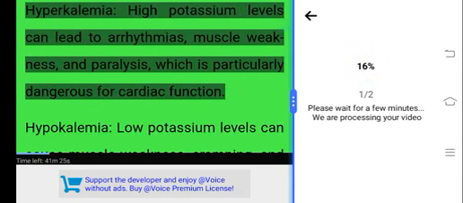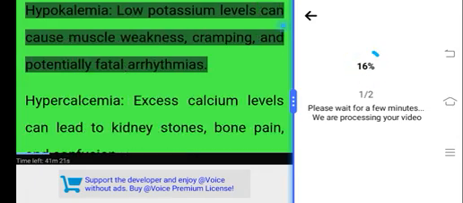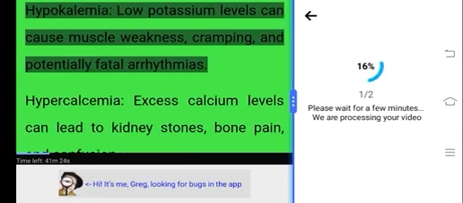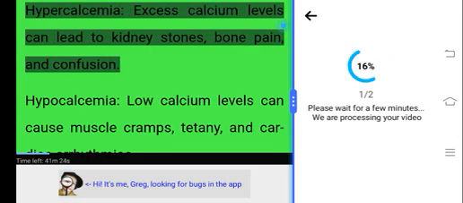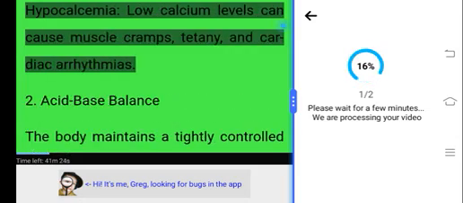Hyperkalemia. High potassium levels can lead to arrhythmias, muscle weakness, and paralysis, which is particularly dangerous for cardiac function. Hypokalemia. Low potassium levels can cause muscle weakness, cramping, and potentially fatal arrhythmias. Hypercalcemia. Excess calcium levels can lead to kidney stones, bone pain, and confusion. Hypocalcemia. Low calcium levels can cause muscle cramps, tetany, and cardiac arrhythmias.